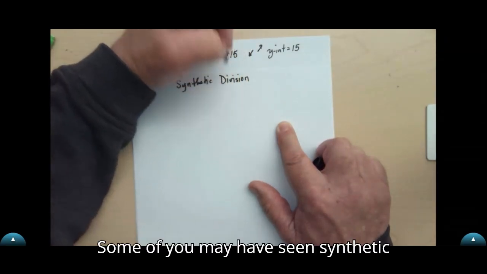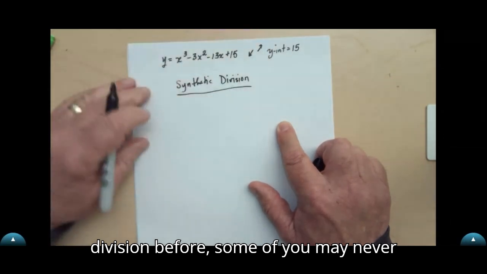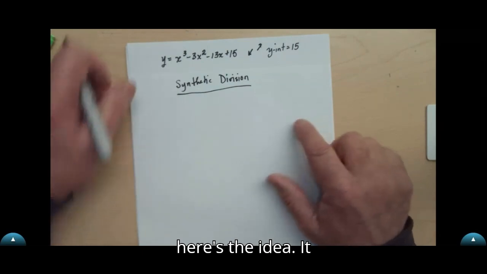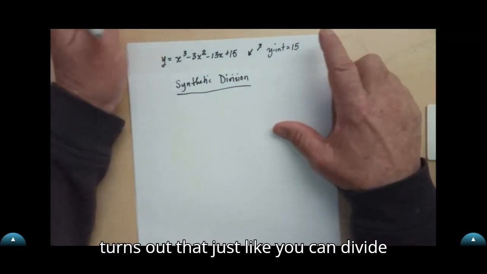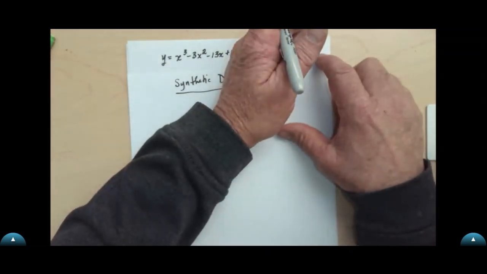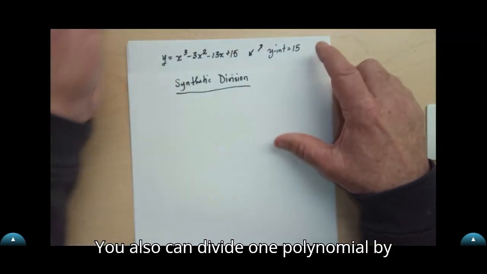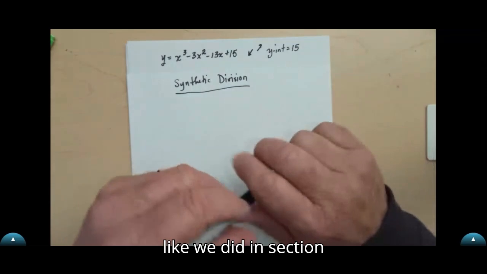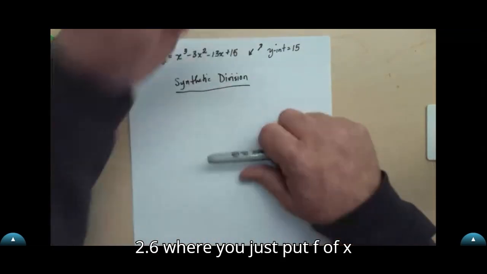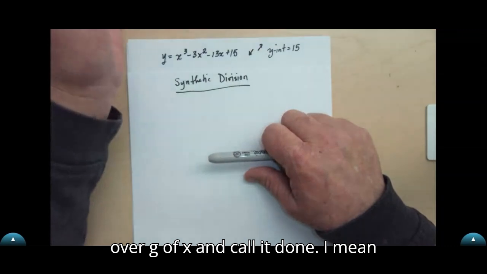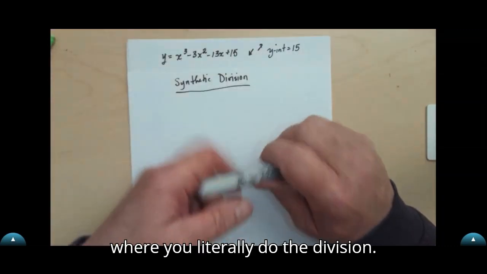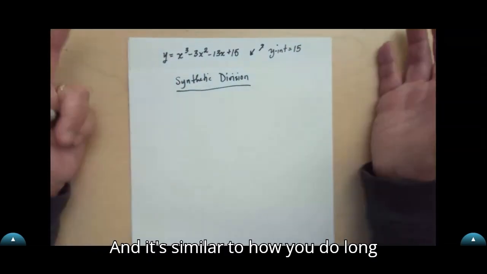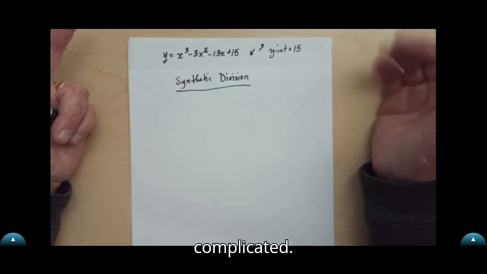Some of you may have seen synthetic division before. Some of you may never have seen synthetic division before. But here's the idea. It turns out that just like you can divide one number by another number, you also can divide one polynomial by another polynomial. And I don't mean like we did in section 2.6 where you just put f of x over g of x and call it done. I mean where you literally do the division. One way to do that is with long division. And it's similar to how you do long division with numbers, but a lot more complicated.